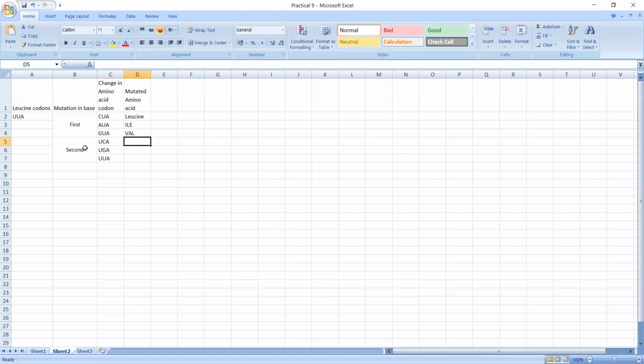What is UCA? It is a serine. Now see, the amino acid chart will be given in the exam. Now what is UGA? You have to find out. UGA is a stop codon. So if this mutation happens, amino acid synthesis will stop. What is UUA? U, the next base is again U and A. There is no change. It is a leucine only. Is that clear? Now let us see what will happen if there is a mutation in the third base.